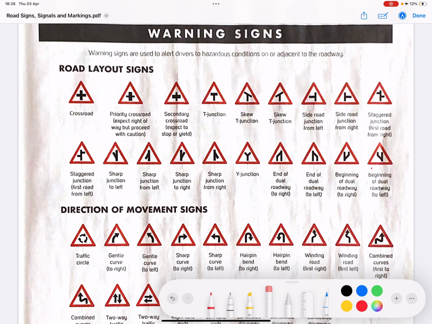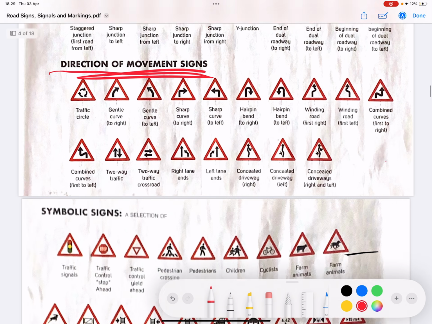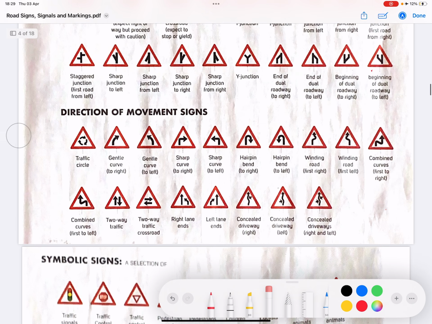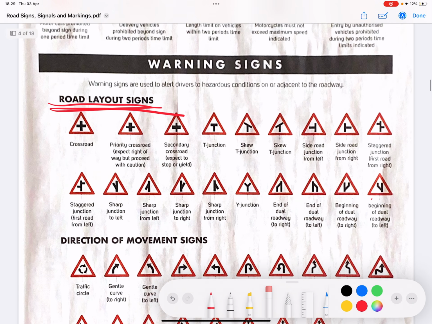I always say they are the easiest, because a warning sign, you always know, you have a red triangle. Red triangle, it's a warning sign. But now you have road layout sign, direction of movement sign, and then you have symbolic signs. Okay, that's how they have separated them. You have road layout, direction of movement, and symbolic.